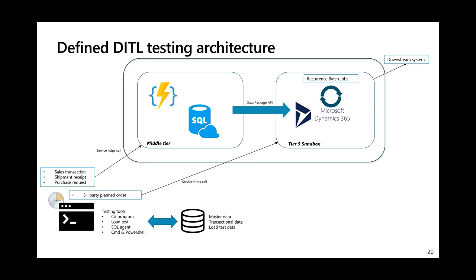And then after sending the sales transition to the middle tier, the middle tier will help to reshape and structure the transition into the data package. The middle tier sends the package to the FNO through the data package API, and then it will create the sales order by DMF.